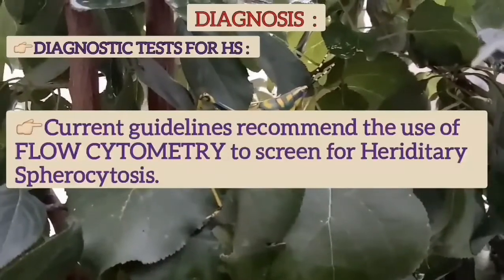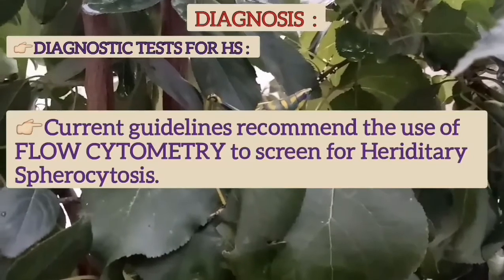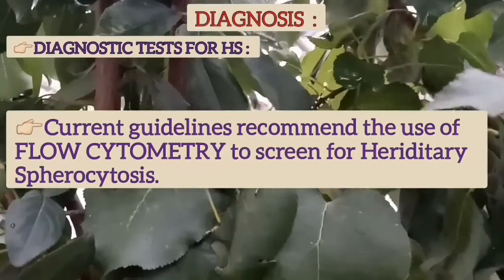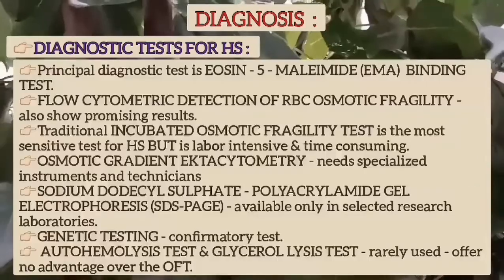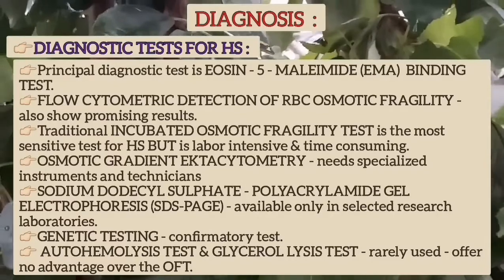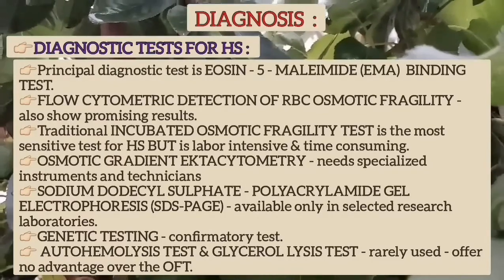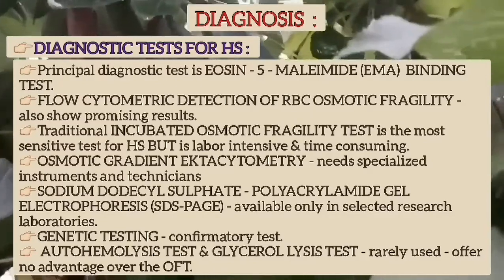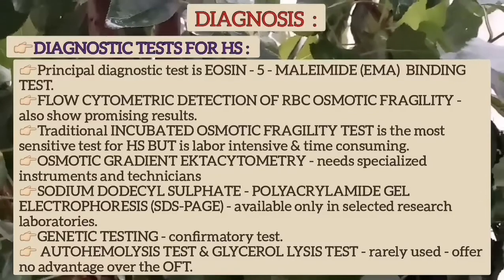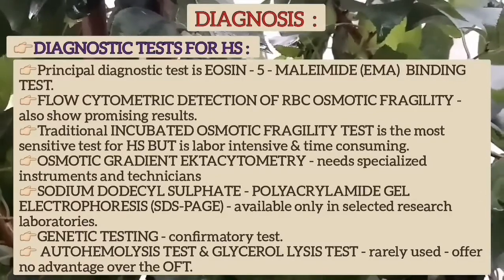Now friends, I will discuss the diagnostic tests which are used for hereditary spherocytosis. Now current guidelines recommend the use of flow cytometry to screen for hereditary spherocytosis. Now friend, the principal diagnostic test is the eosin 5 maleimide binding test. Another test, flow cytometric detection of RBC osmotic fragility, also shows promising result. Then the traditional incubated osmotic fragility test is the most sensitive test but is labor intensive and time consuming.